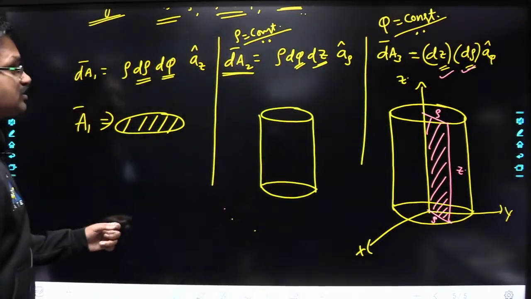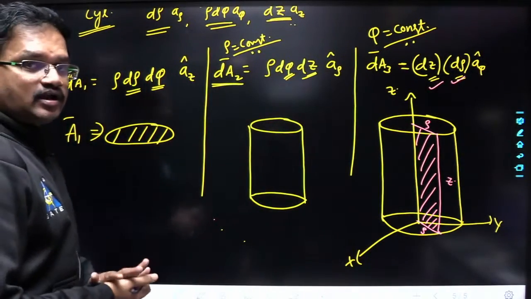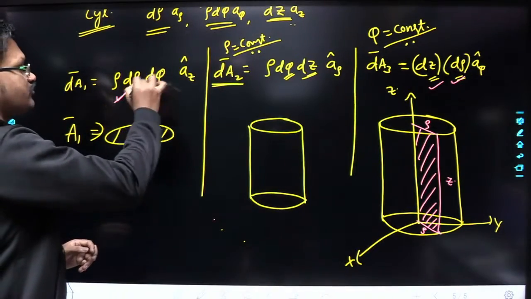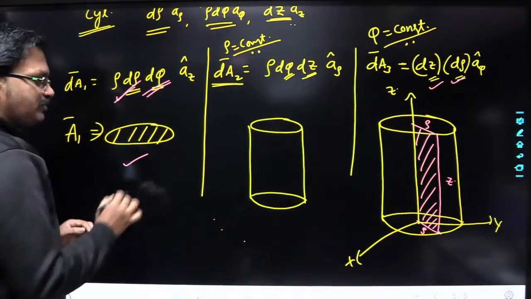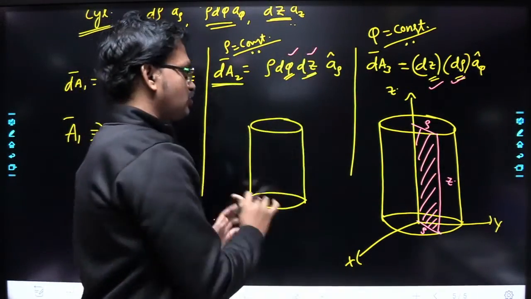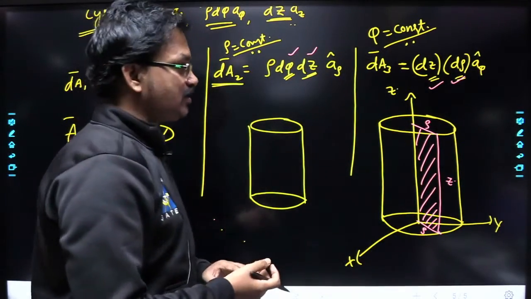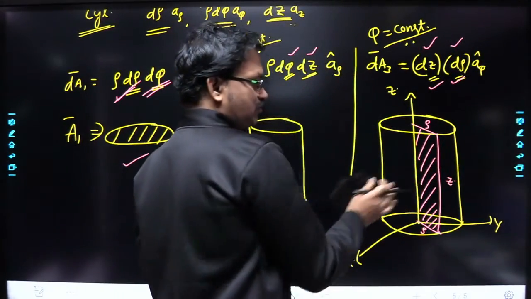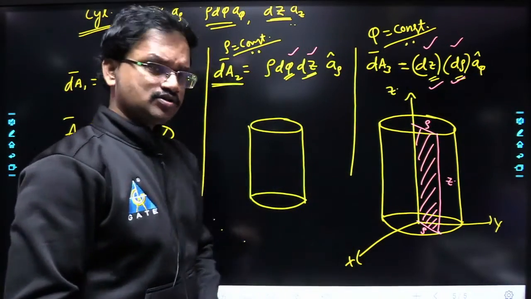Understood? So these are the three surfaces that we got in the cylindrical coordinate system. If rho and phi are variables, the total surface area represents the circular disc. If the variables are phi and z, then the total surface area represents the curved surface of the cylinder. If the variables are z and rho, then the total surface area is nothing but the surface area of a rectangle. Understood? Okay.